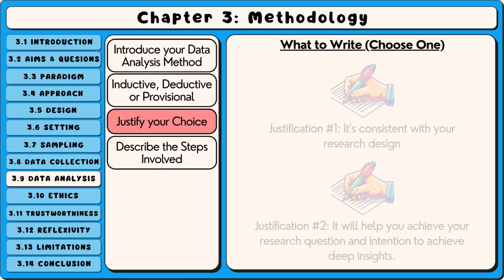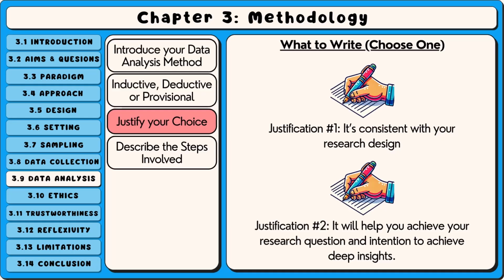In the third step, justify your choice of data analysis method. Here are two justifications. First, you could state that your data analysis method is consistent with your research design. So for example, if you're using a grounded theory design, then it's consistent with that design to do grounded theory coding. A second justification is that your chosen data analysis method will help you to achieve your research question, and therefore it's a valid data analysis method to use.